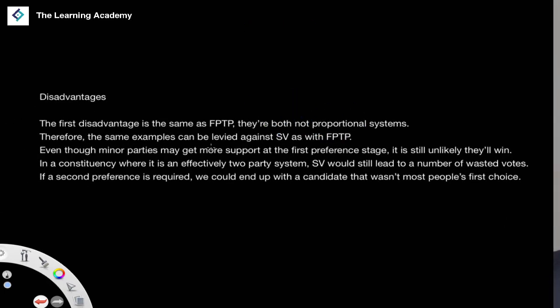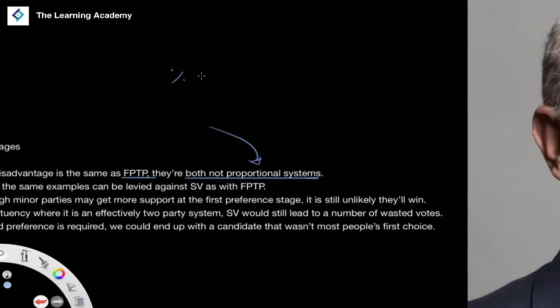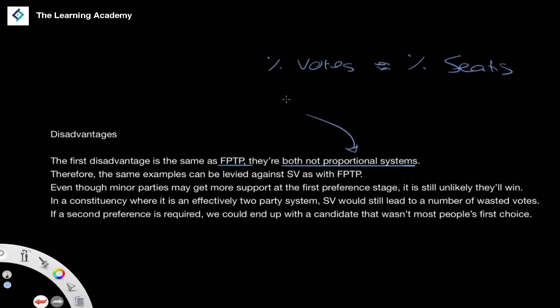Okay, the first disadvantage is the same as first past the post because they're both not proportional systems. Now, don't forget, proportional systems would result in the percentage of votes equaling, or at least estimating, the percentage of seats won. So if, for example, our general elections were proportional, if one party gets 30% of the votes, then they would get around 30% of the seats in Parliament. Now, for a proportional system, it doesn't have to be exactly 1-to-1, but for it to be around the same. So if you get 30% of the votes and 31% of the seats, that still would constitute a somewhat proportional system.